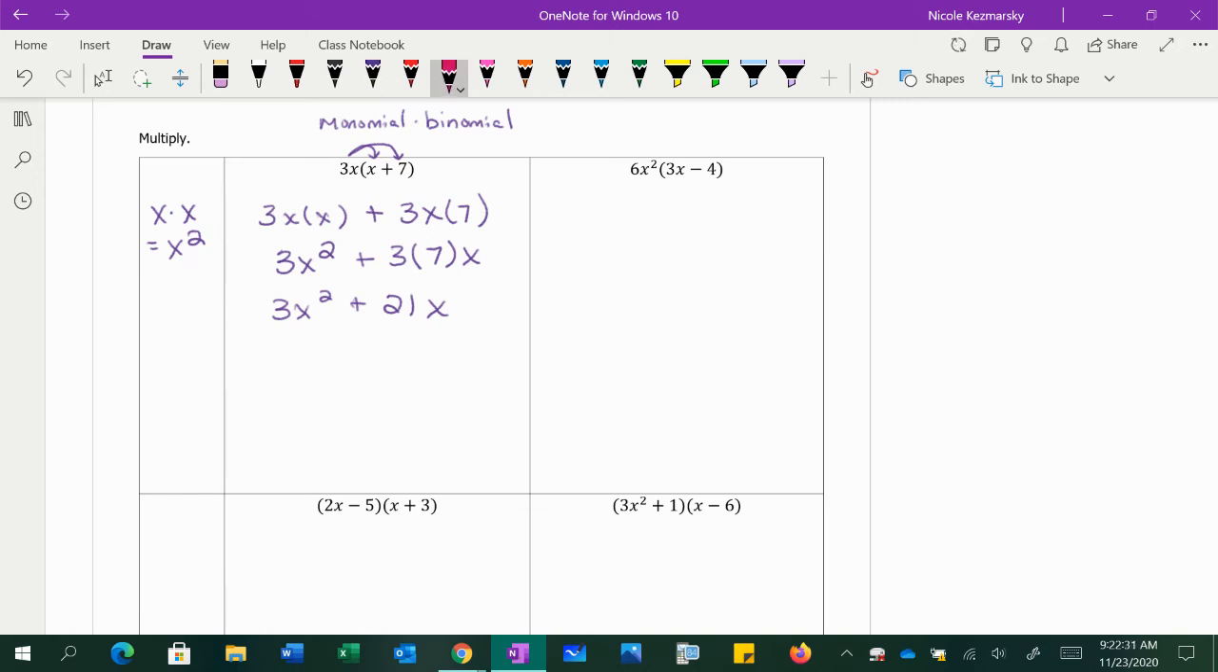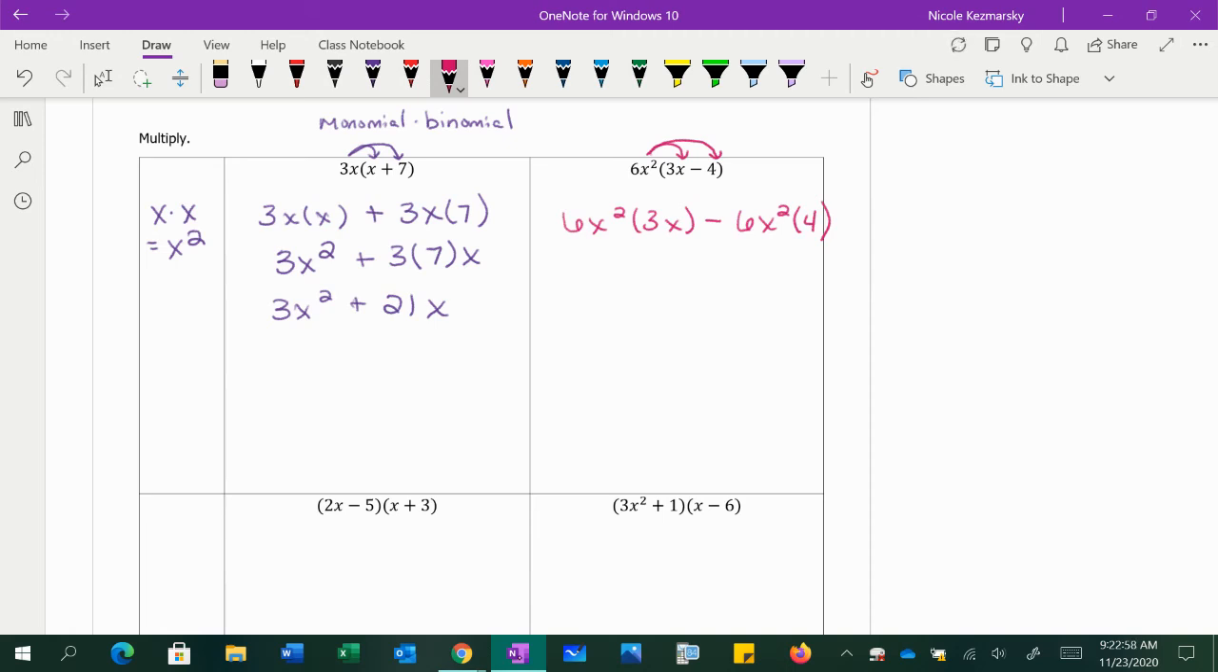Next example, we're going to still do a monomial times a binomial. We're going to distribute the monomial. So that means we have 6x squared times 3x minus, because of the minus in the parentheses, 6x squared times 4.